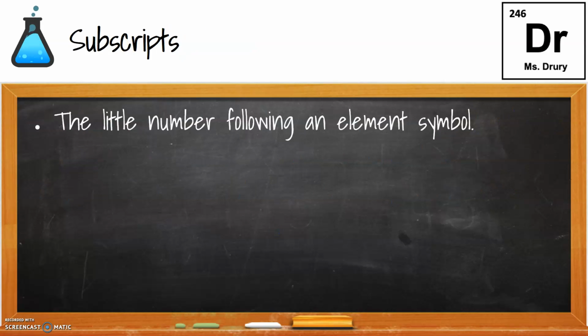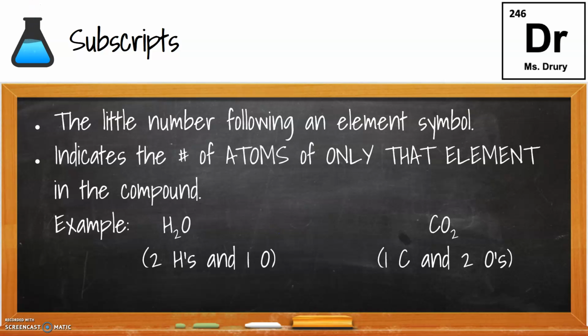Subscripts that you are going to see in these formulas are the little number following an element symbol. They indicate the number of atoms of only that element in the compound. For example, H2O means there's two H atoms for every one O atom. In CO2, there's one implied carbon atom for every two oxygen atoms. So we don't really write ones unless you really want to. You could write H2O1 or C1O2.